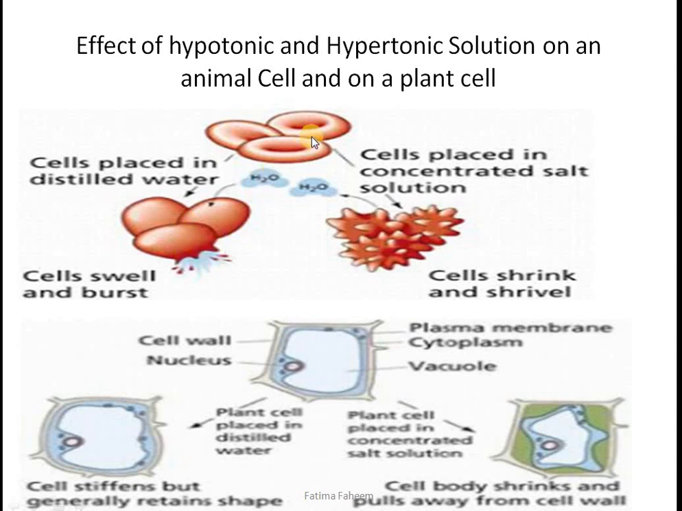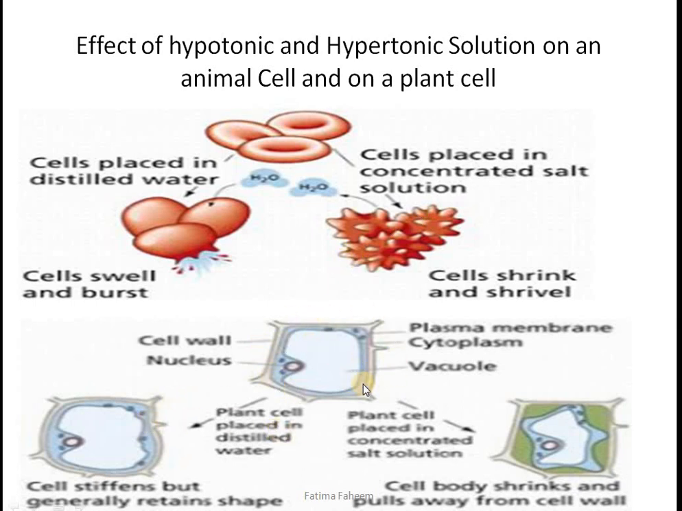On the other hand, if I place them in concentrated salt solution or concentrated sugar solution or any other concentrated solution, water will be lost by these cells by osmosis. There will be spikes formed by the cell membrane of the cells. This is called crenation. Let's see about the plant cell.